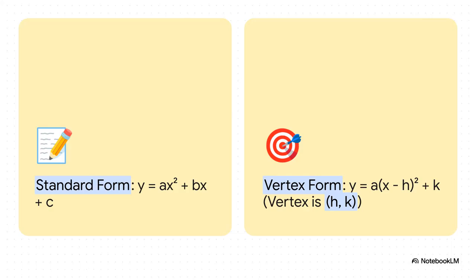Just look at the two forms next to each other. On the left is our standard form, but look at the one on the right, the vertex form. The coordinates of the vertex are literally built right into the equation. They're just sitting there as h and k. So if we can just change our equation from the standard form to the vertex form, that h value will be the x-coordinate we've been hunting for all this time.